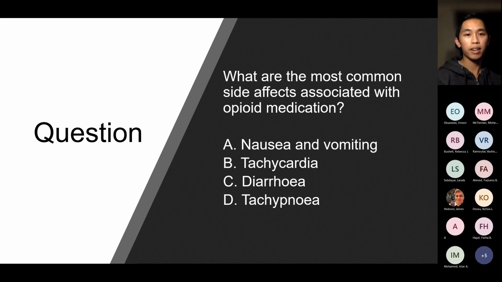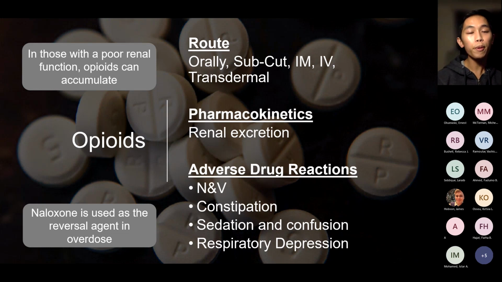So most of the answers are in now. And the most common side effect associated with opioid medication is nausea and vomiting. So opioids can be given through many different routes. One fact to remember about opioids is that they are renally excreted.